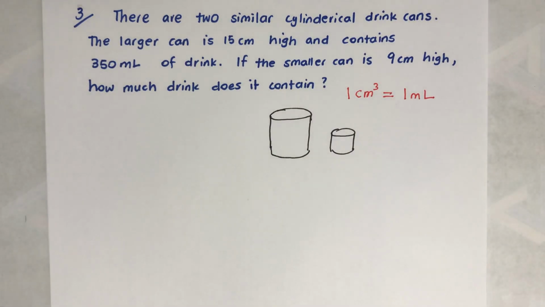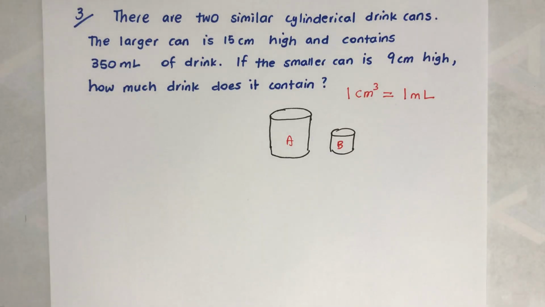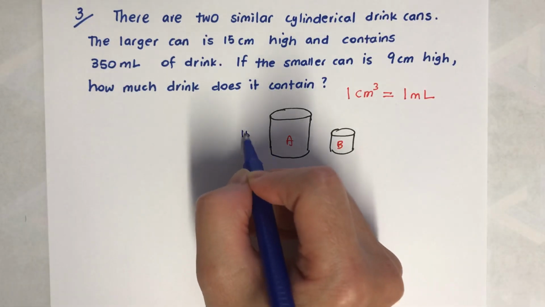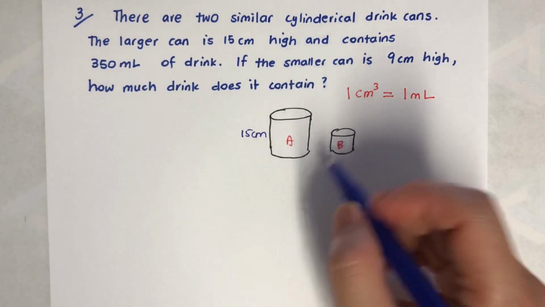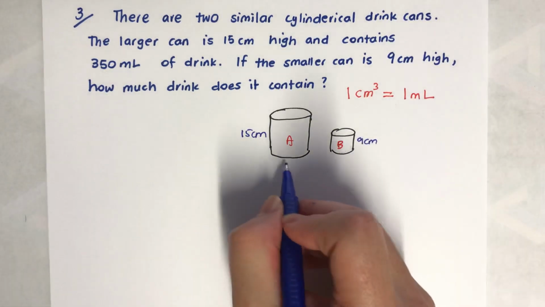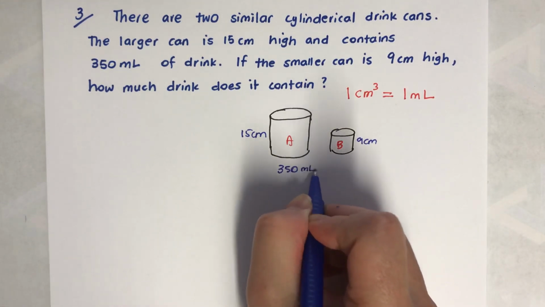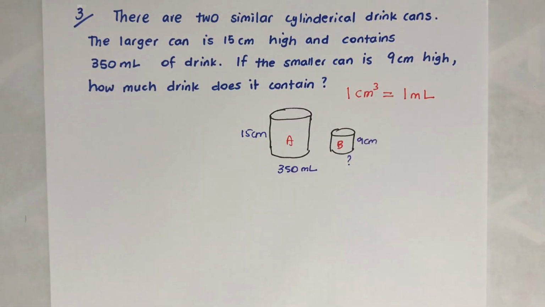So, a big can and a small can, A and B. The height is 15 centimeters for the big one and 9 centimeters for the small one. The volume for the big one is 350 milliliters, and the small one we don't know. So what's the question? We have to find the volume of the smaller drink.